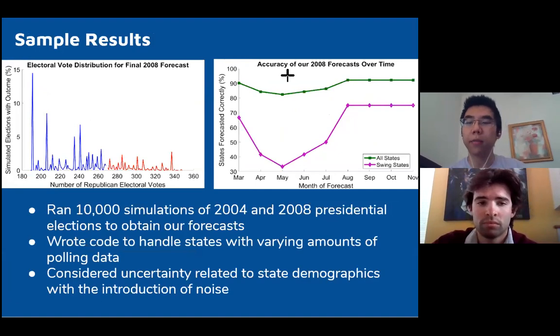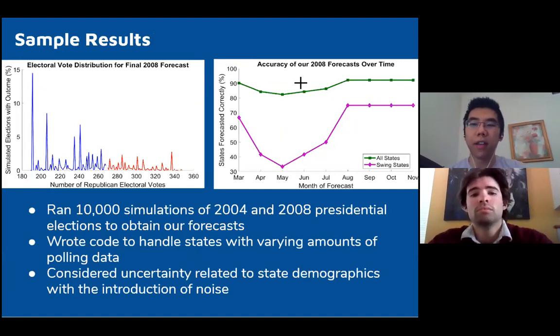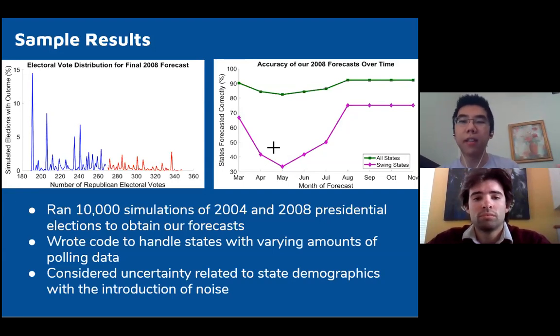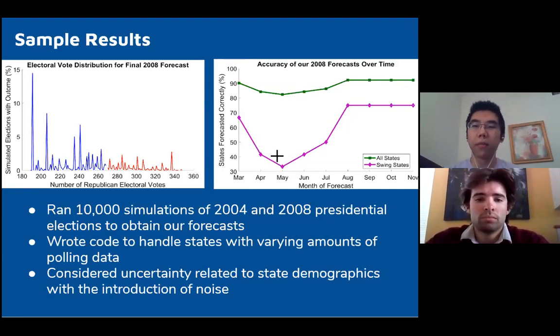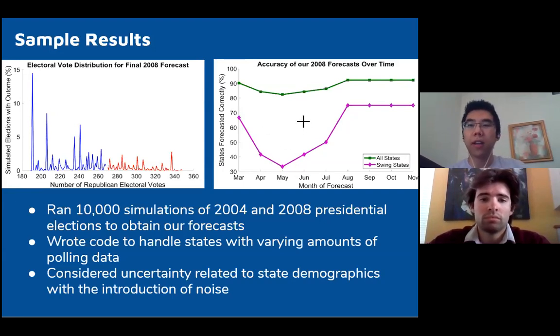And in this graph on the right, we can see the accuracy of our 2008 forecasts in different months. For example, in May, we only used polling data up until May to make our predictions, and our accuracy for swing states especially was quite low, but that's related to the states not having much polling data so early in the election cycle. And meanwhile, from around August, you can see that our accuracy stabilizes, and for all states in total, we predicted about 90% of them correctly from that point on.